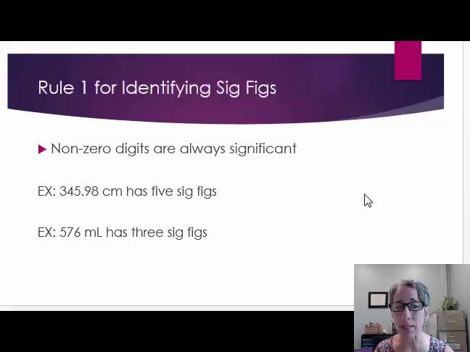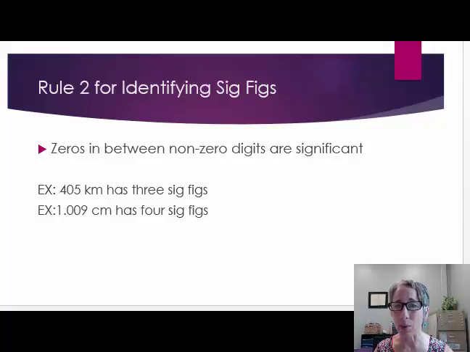Rule 1 is the simplest. Non-zero digits are always significant. For example, the measurement 345.98 centimeters has 5 significant figures. By the way, the 8 in the hundredths place is the uncertain digit. 576 milliliters has 3 significant figures, with the 6 in the ones place as the uncertain digit. The rest of the rules have to do with zeros.